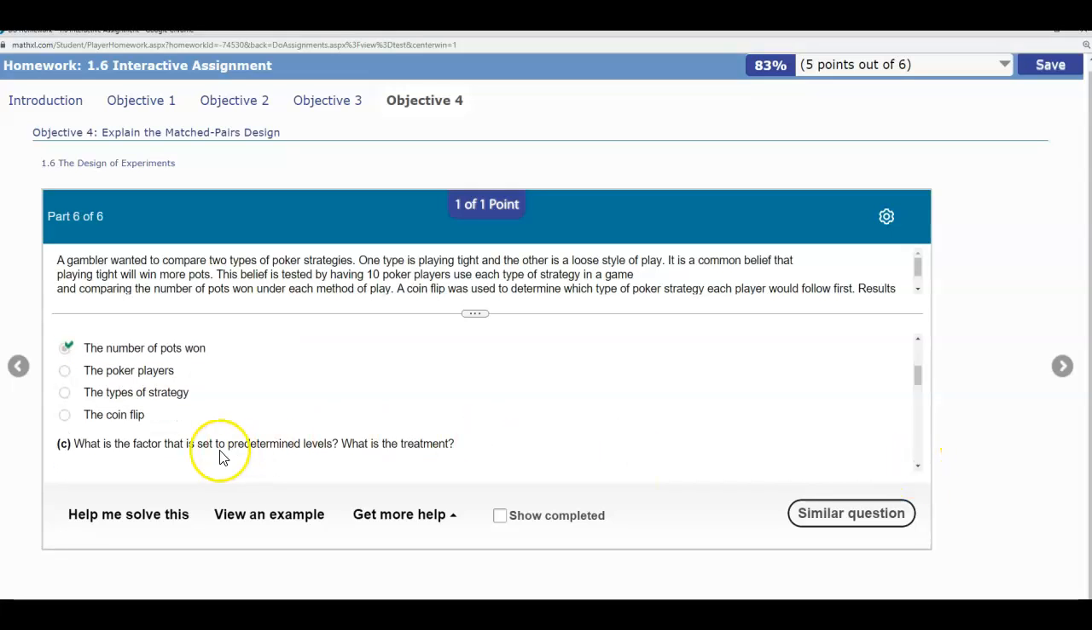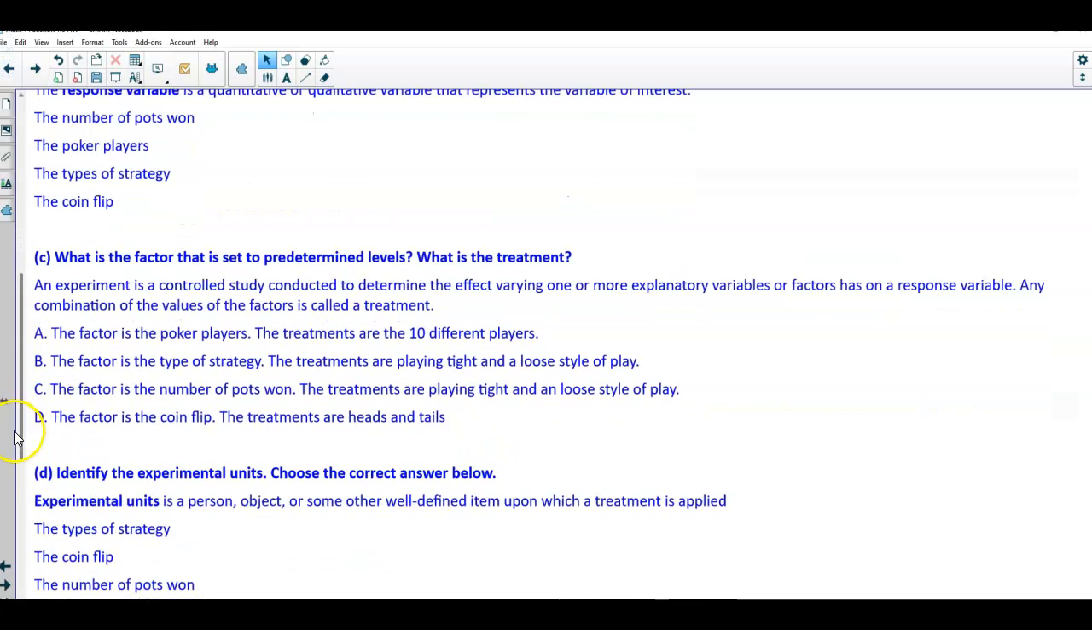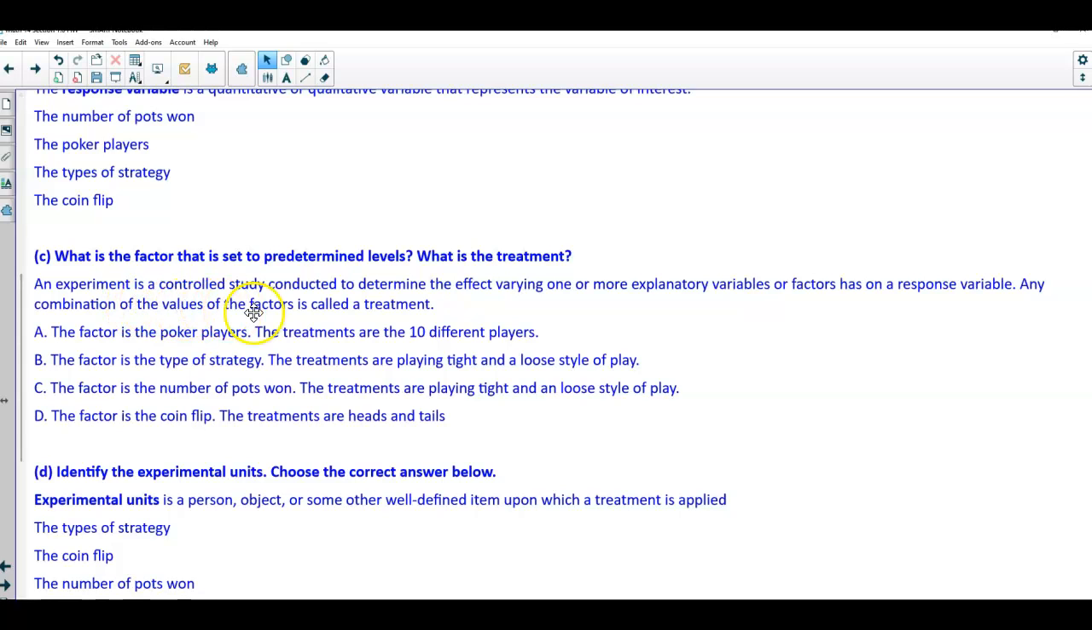Next question says, what is the factor that is set to predetermined levels and what is the treatment? So an experiment is a controlled study conducted to determine the effect varying one or more explanatory variables or factors has on a response variable. Any combination of the values of the factors is called a treatment.